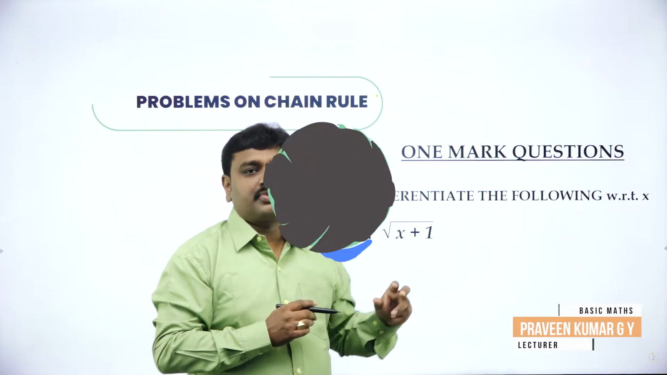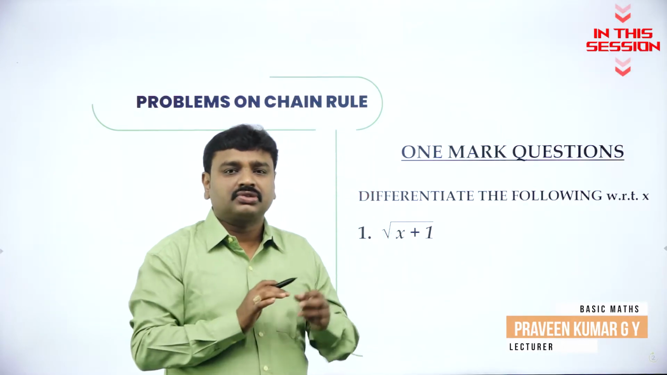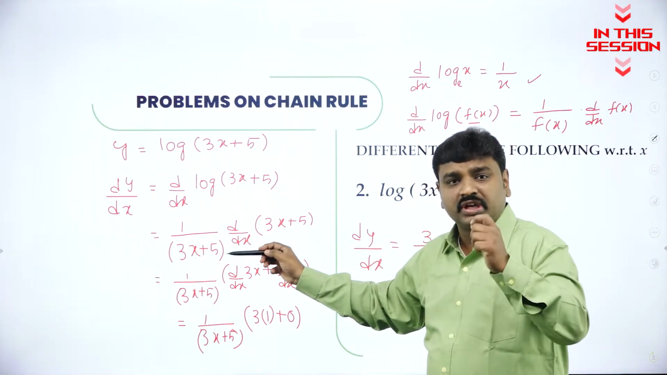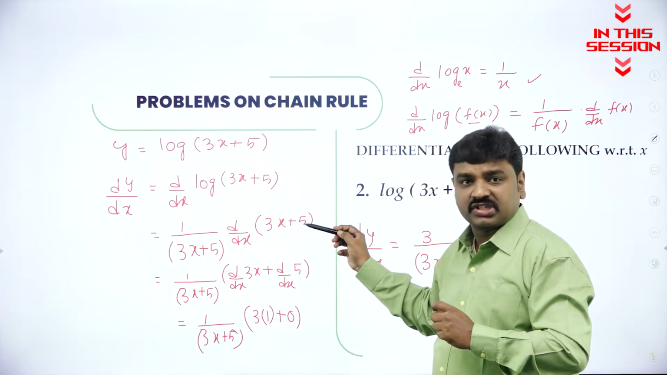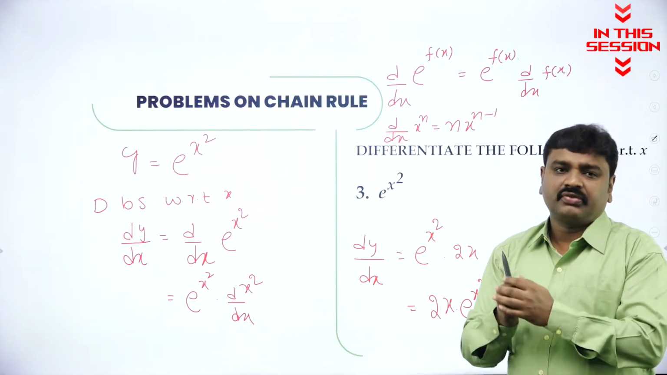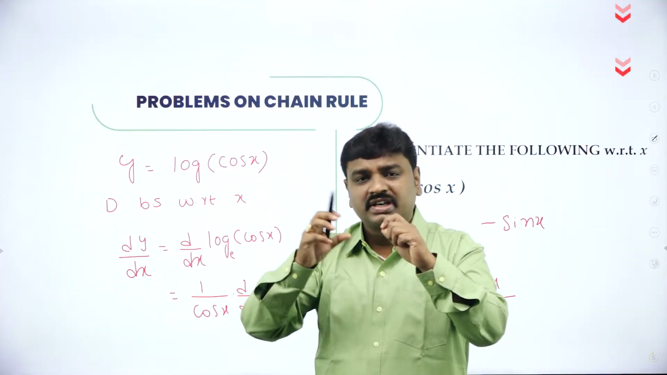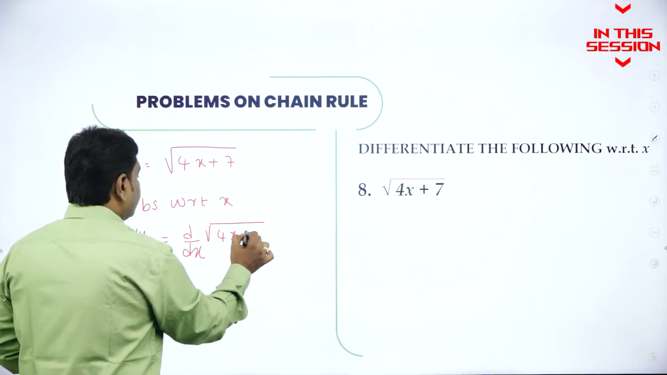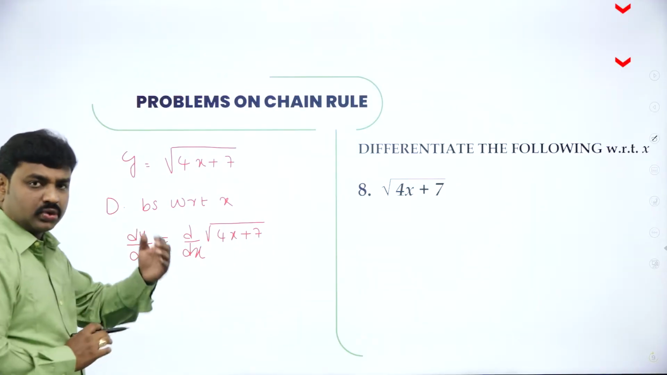We'll take the problems that appeared in the past board papers and also standard problems based on log of 3x plus 5, which means 1 by 3x plus 5 into d by dx of internal function, that is 3x plus 5. All of you know log f of x means 1 by f of x into d by dx of f of x. And all of you know derivative of root f of x is 1 by 2 root f of x into d by dx of f of x.